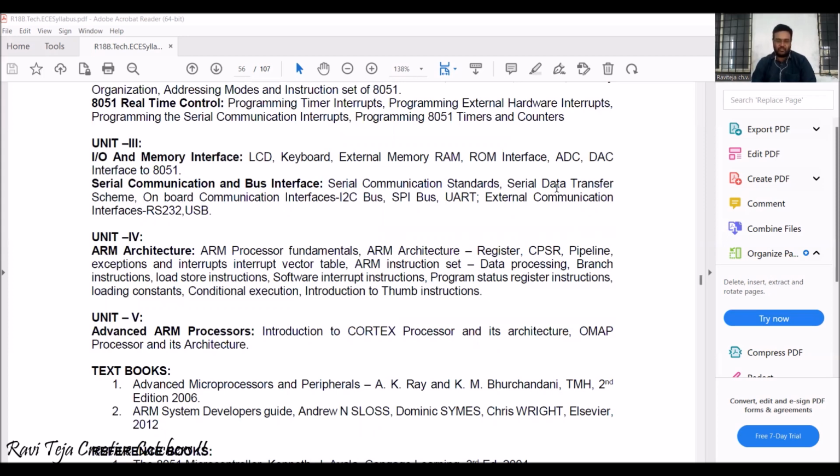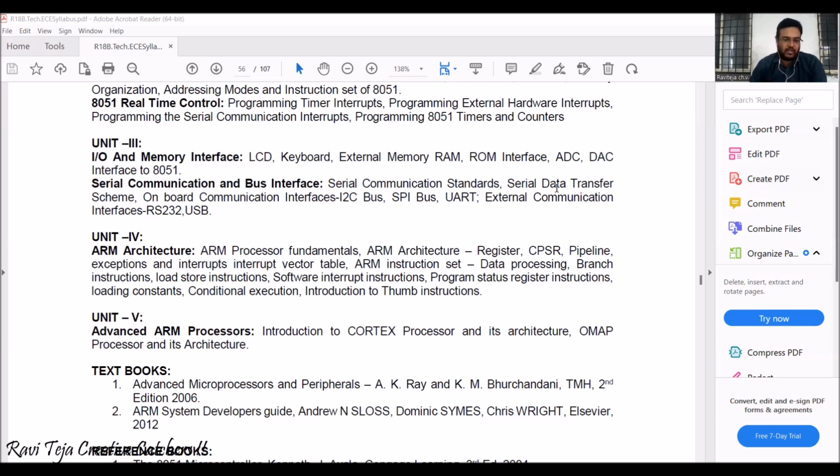Coming to unit 4 and unit 5, they are completely related to the ARM architecture, Advanced RISC Machine: how the programming is done, what the instruction set is, what the three-stage or five-stage pipelining technique used for the ARM architecture is, how the registers are considered, and what instructions are used. Coming to the advanced ARM processor, we will see the Cortex processor and its architecture and everything related to it.